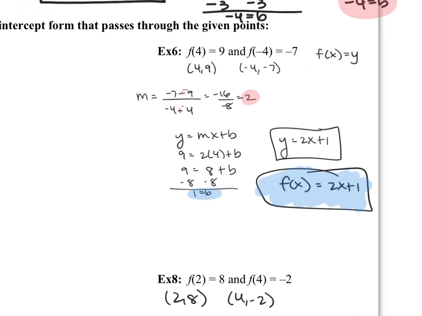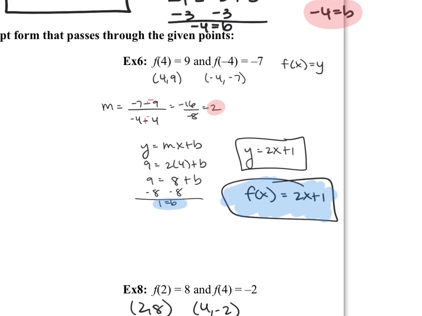On example 6, the very first thing you have to do is make your ordered pairs. Remember, x is the number inside the parentheses. Think inside input. So the ordered pairs would be 4, 9, and negative 4, negative 7. If you accidentally inverted your ordered pairs, you're going to find that you have an inverted slope or reciprocal slope. So make sure your ordered pairs are correct, and you'll get a slope of positive 2. I chose the point 4, 9 since everything is positive, and I ended up with a y-intercept of 1 for an equation of y equals 2x plus 1.